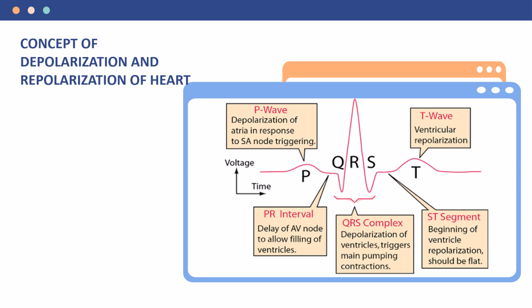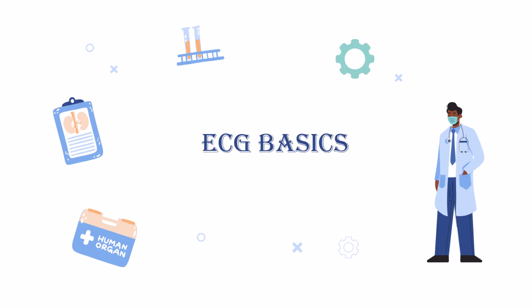What is your ST? ST is the beginning of the ventricular repolarization, and it should be isoelectric. I will just show it to you with the help of a marker. It should be isoelectric, that is, it should be a straight line, a flat line generally. And what is T wave? It is nothing but your ventricular repolarization or relaxation.